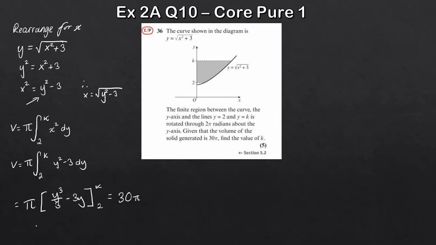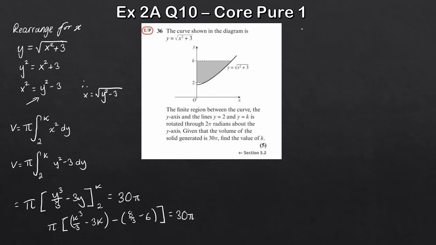If I plug k into here, let's see what we'll get. So this is going to be pi lots of k cubed over 3 minus, where the y is, replace it with a k, minus 3k. Okay, so that's the first limit. We then subtract off the lower limit here. So 2 cubed over 3, so that's minus 8 over 3. And then we do minus 3 times 2, so minus 6 there. Okay, and this is equal to 30 pi still.